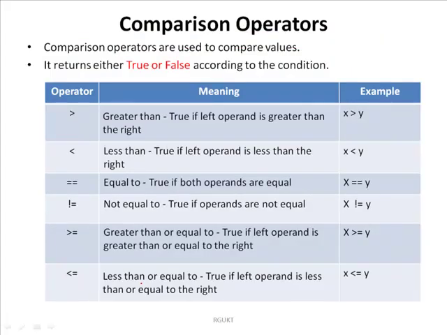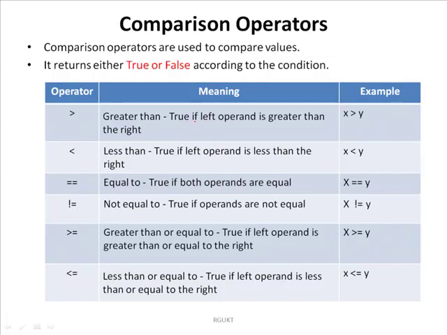Comparison operators. Comparison gives one of two resultant values, either true or false, according to the condition. The comparison operators are of different types: greater than, less than, equal, not equal, greater than or equal, and less than or equal. First we are going to see greater than.